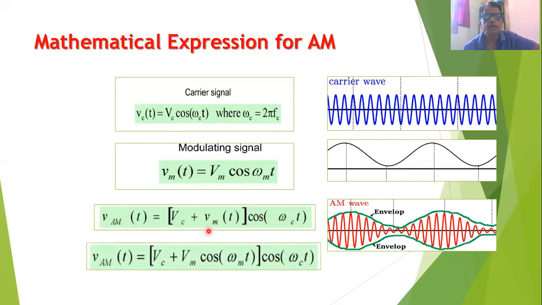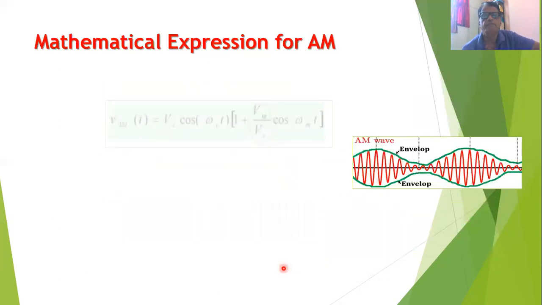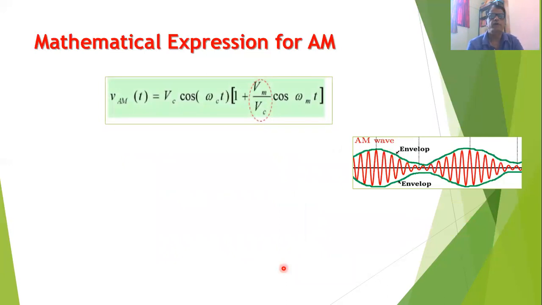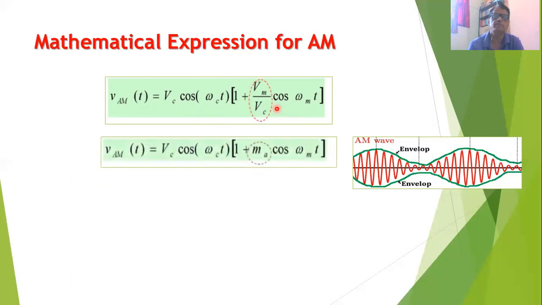Now this small v_m(t) can be replaced by the equation V_m cos of omega_m t. Therefore, we will get V_c plus V_m cos of omega_m t, and outside the bracket cos of omega_c t. Now you will find that this V_c cos of omega_c t can be taken outside the bracket. Therefore, inside the bracket, I will get 1 plus V_m upon V_c into cos of omega_m t, where this V_m upon V_c is an important term to us, and this is being called the modulation index.